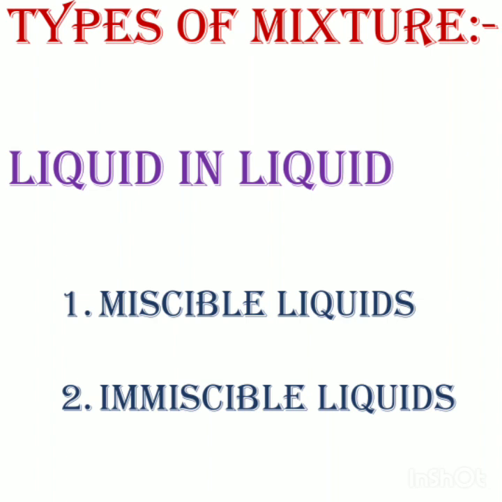First, we are having miscible liquids: the liquids which do not form separate layers, or they get mixed with each other completely. And the second one, we are having immiscible liquids, in which one type of liquid forms a separate layer on another type of liquid.